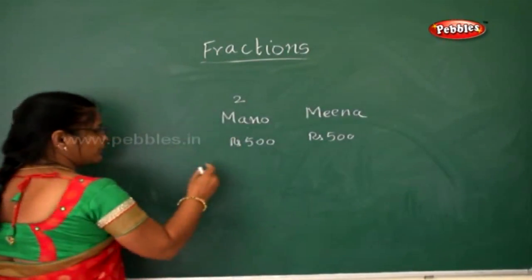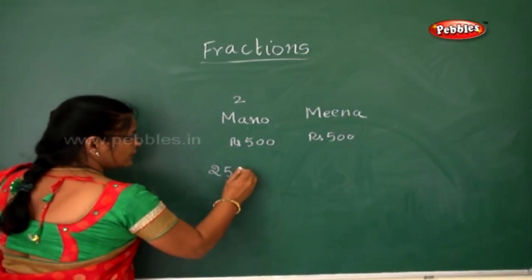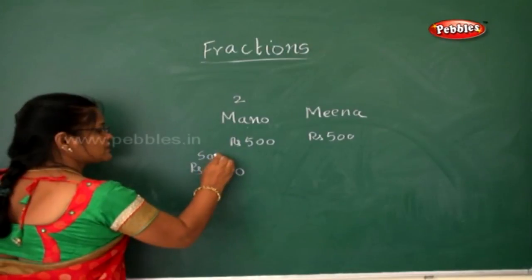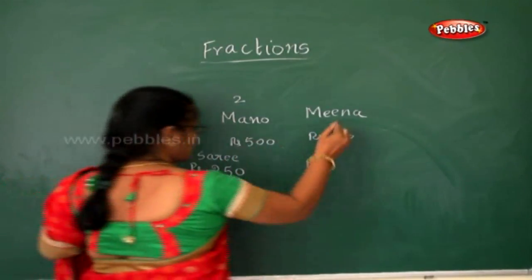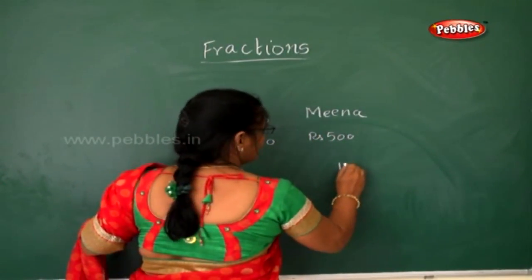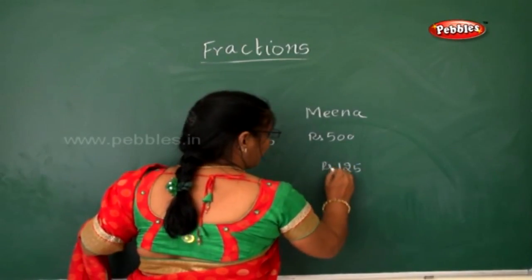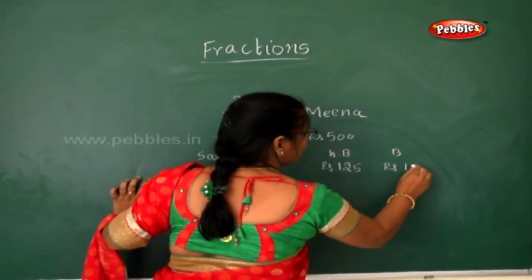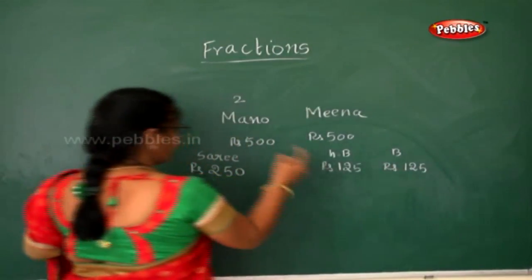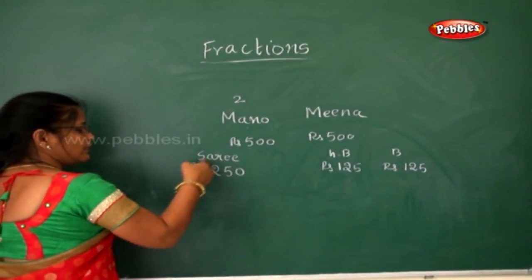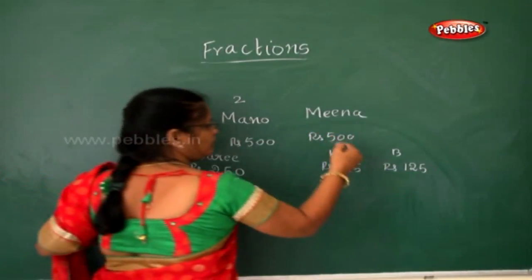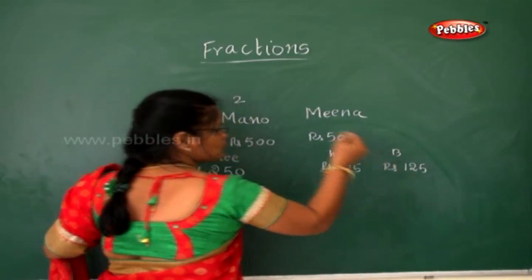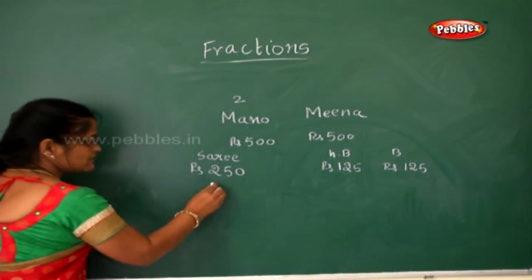So what Mano did is, he bought a sari for rupees 250. Whereas Meena bought a handbag for 125 rupees and bangles for 125 rupees. Again, I'll repeat. Mano bought a sari for rupees 250 and Meena bought a handbag for rupees 125 and bangles for rupees 125. That is, Mano spent half.